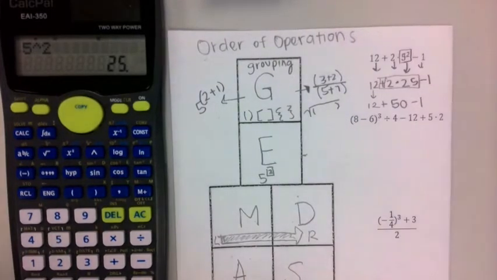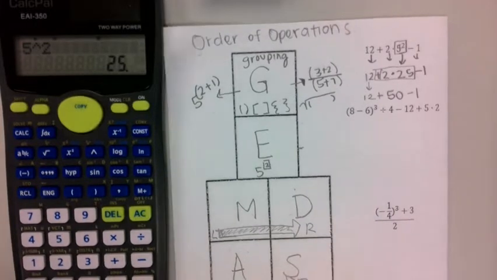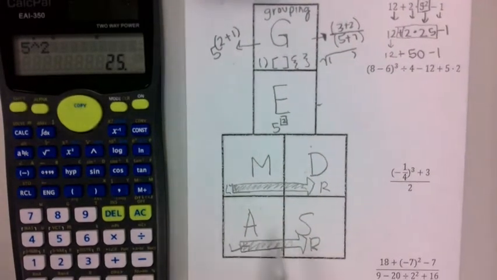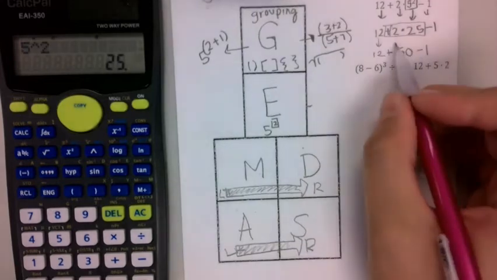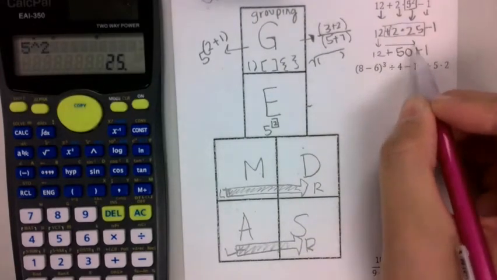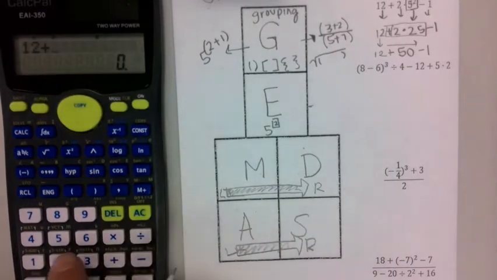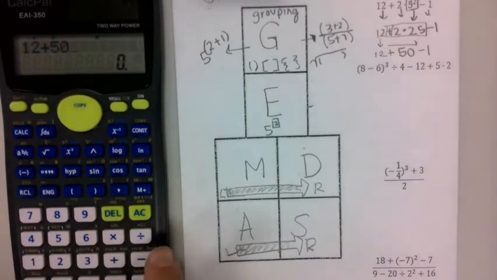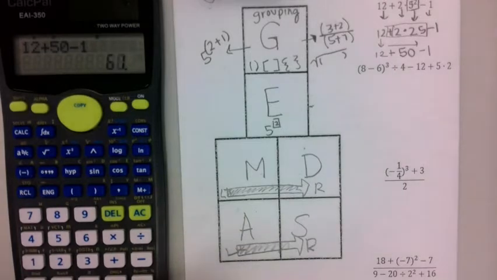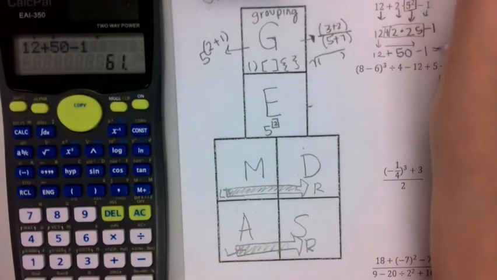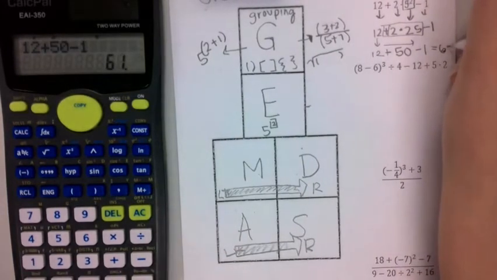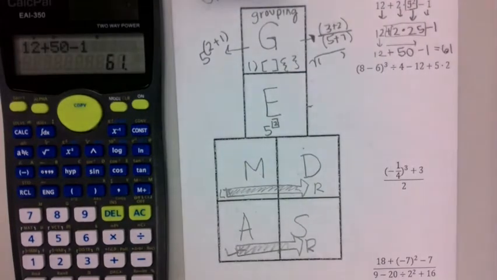Minus 1. Now that all multiplication and division is gone, I'm going to work on my addition and my subtraction, and I'm going to go left to right. So in my calculator, I'm just going to type in 12 plus 50 minus 1. And I have a total of 61. Fantastic. Let's move on to the next one.